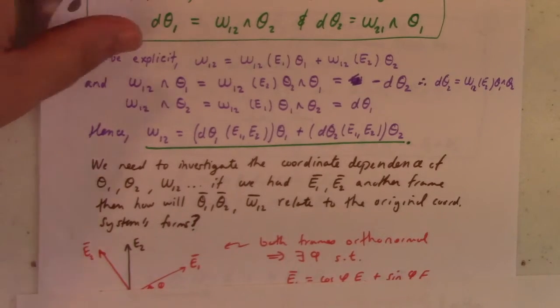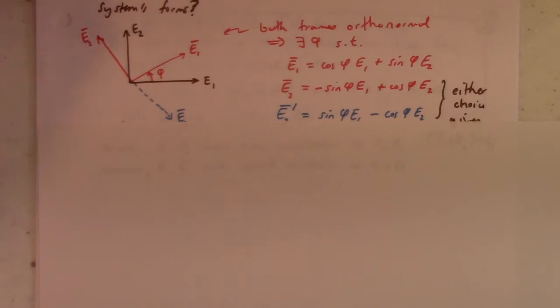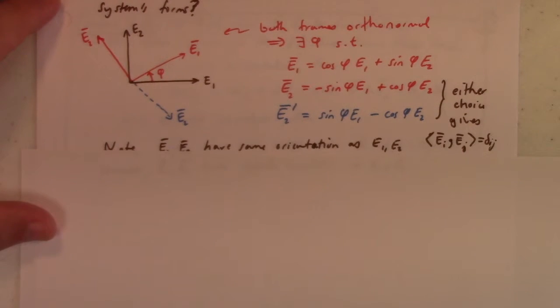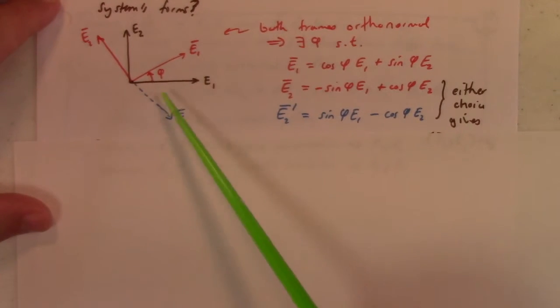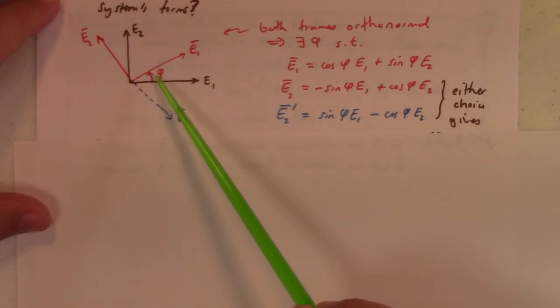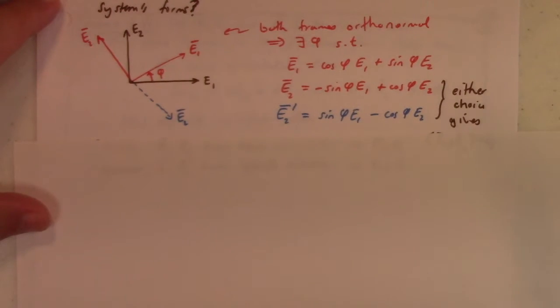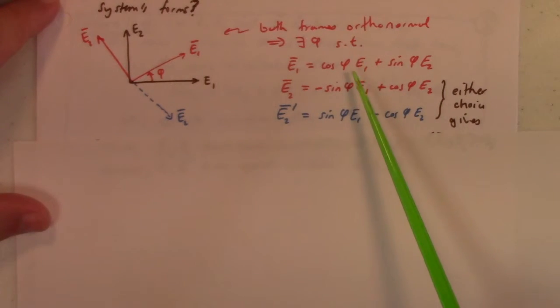So since we're in 2 dimensions, the coordinate relation is relatively simple. You can picture it like this. There has to be some angle that rotates from E1 to E1 bar. We'll call that angle phi. And since they're both orthonormal, this frame has to exist. I mean, you can work it out.